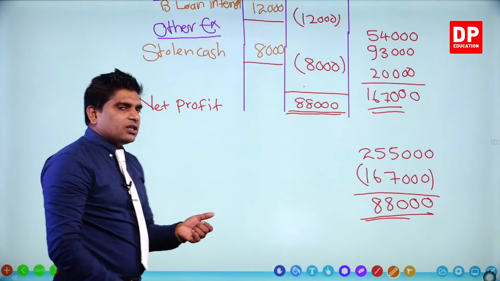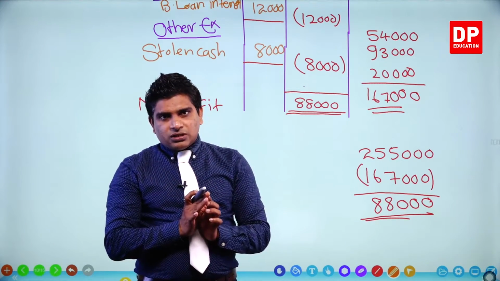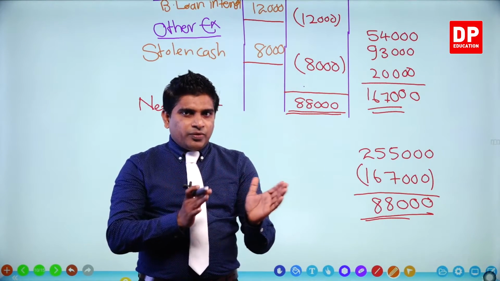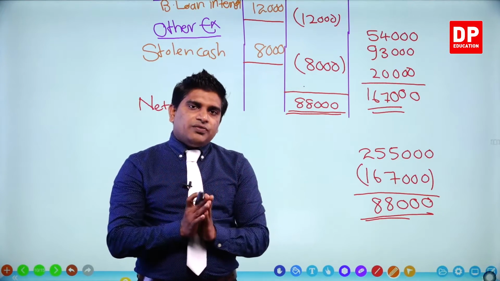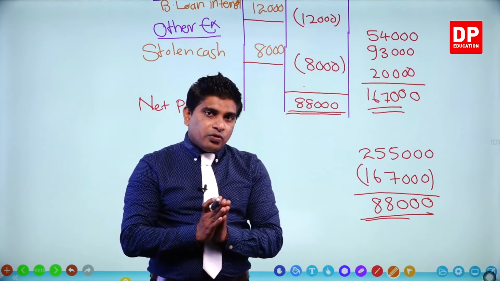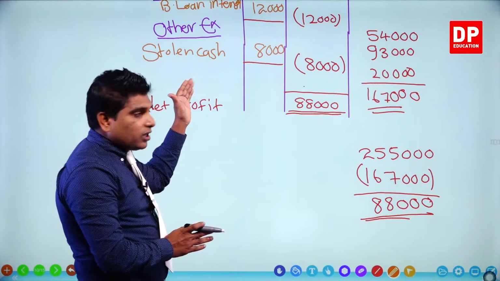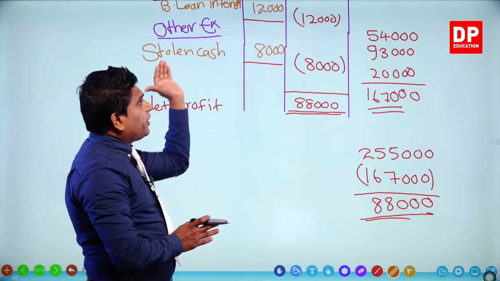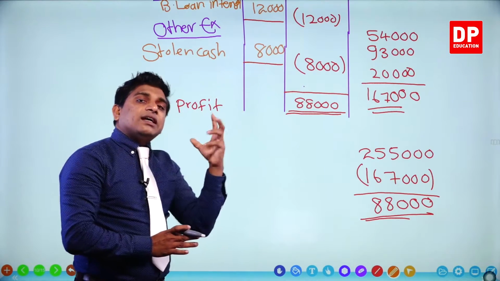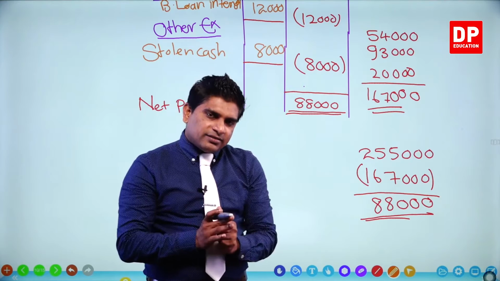Remember this? Actually here I used only 2 columns. Mainly, when we practice the next question, we can use 3 columns. If you use 3 columns, it's very easy for you. Why? One by one, all expenses you can write in the first column. Then each total you can bring to the second column.